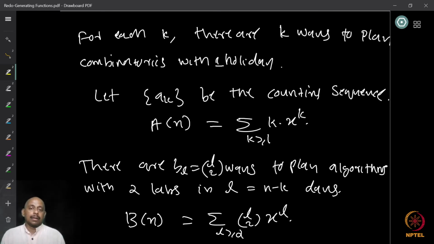So therefore, we have these two generative functions, and we know the product of the generative functions will give us the answer. So if we can solve independently for this, we can use that to get a closed formula for C of x. So that is the idea.